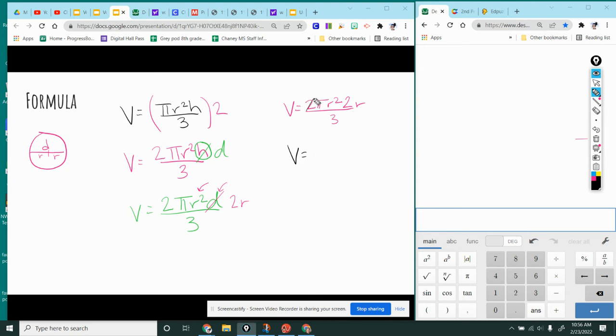And it's a little messy because 2 times 2 is 4. And all right, so I'm going to have 4 pi r squared times r, all divided by 3. That looks good. Oops, I wrote the pi twice.